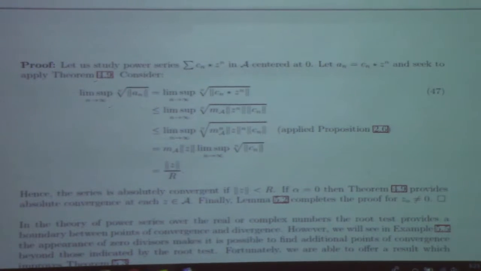Let me not get distracted. So then we get that, but you notice nth power, right? Nth root, so that just pulls out to m sub a modulus z, sorry, norm of z. And then I've got the lim sup of the coefficient. Well, that's what I called alpha, right? So I've got alpha times m sub a, which when you look at how I defined r is 1 over r. So this is going to be less than 1 when norm of z is less than r.